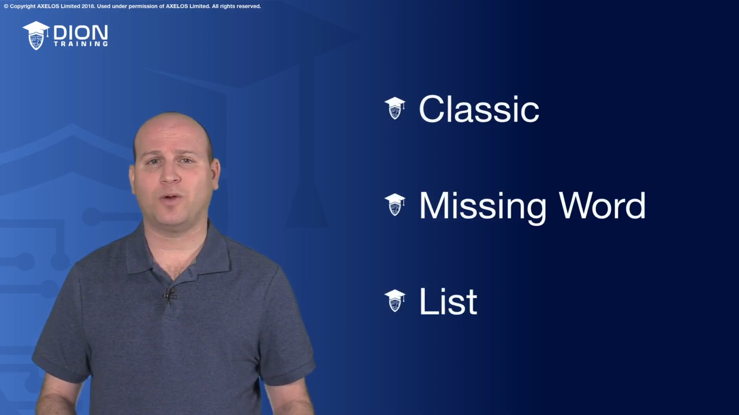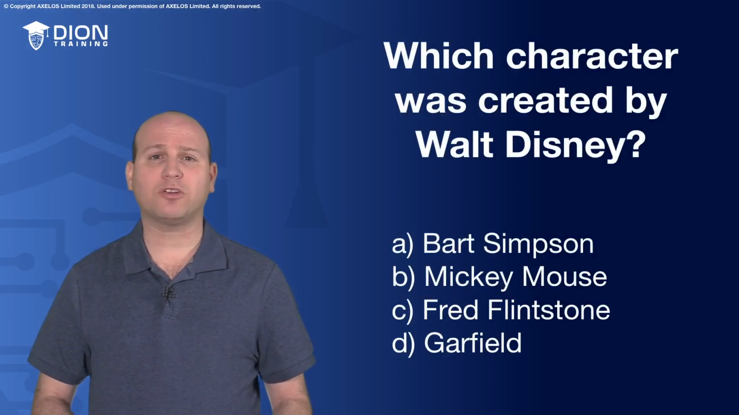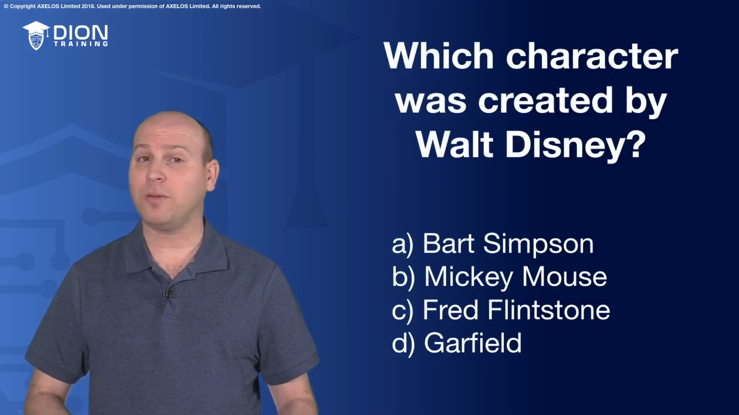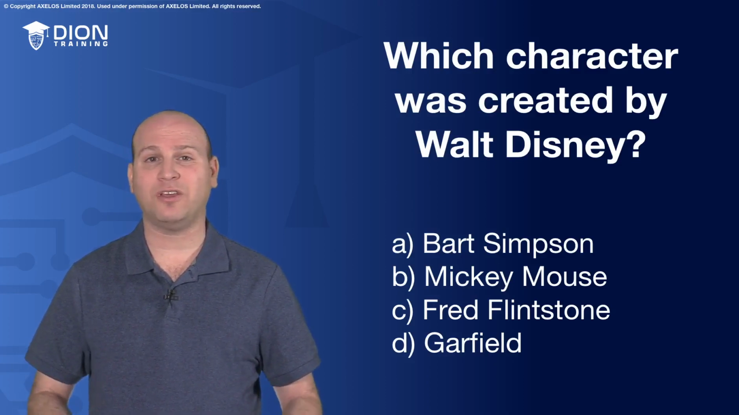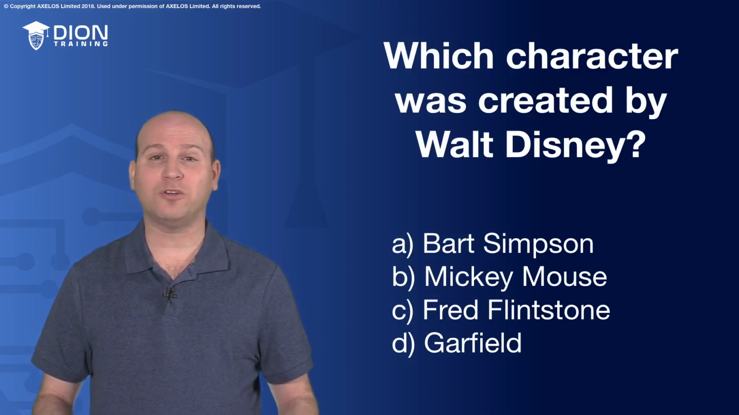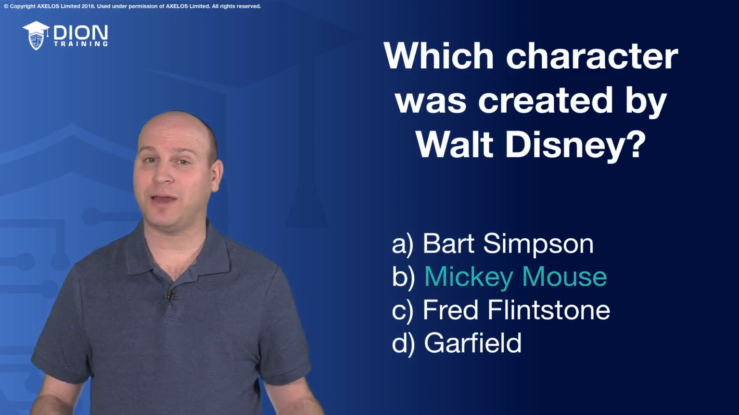First, we have a classic question. For example, which character was created by Walt Disney? A, Bart Simpson, B, Mickey Mouse, C, Fred Flintstone, or D, Garfield? Well, if you know cartoons, you probably know the answer is B, Mickey Mouse.